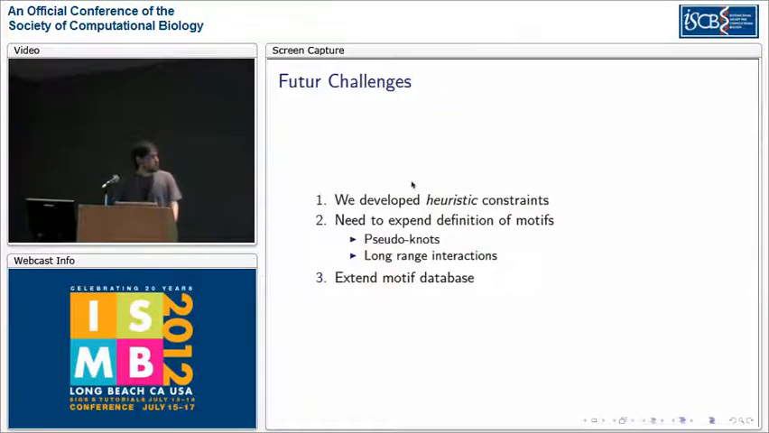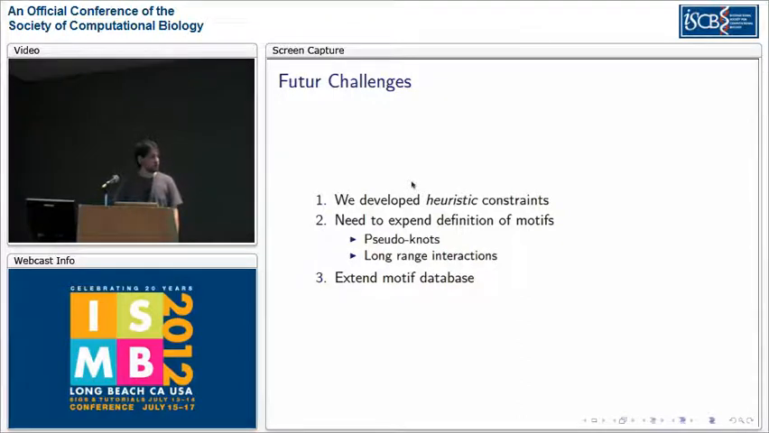So, future challenges. As I said, the biggest drawback of all those techniques is, first, we only use heuristic constraints. Then, all the definitions of motif we have are really, really small. As I said, we have hairpins, interior loops, three-way junctions. We played with four-way junctions. But then we can have other classes of motif that we don't have a good mathematical definition for yet, but I hope we will have soon, such as pseudoknots, and especially, I hope, long-range interactions.